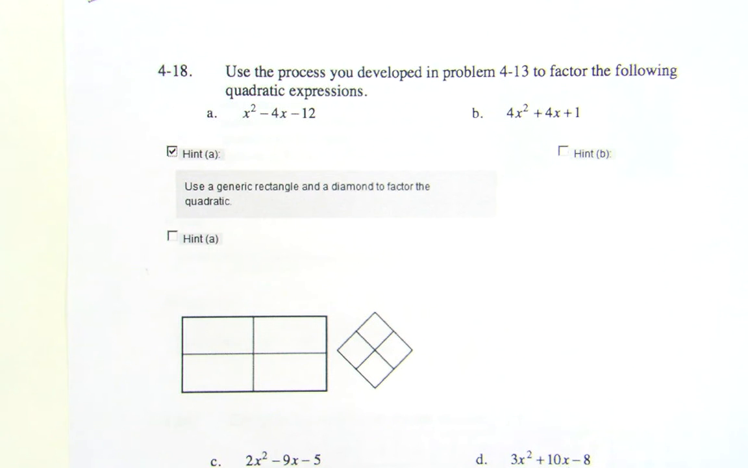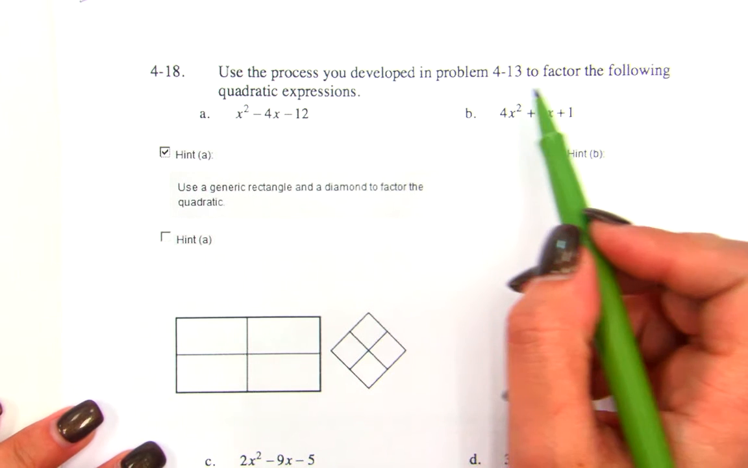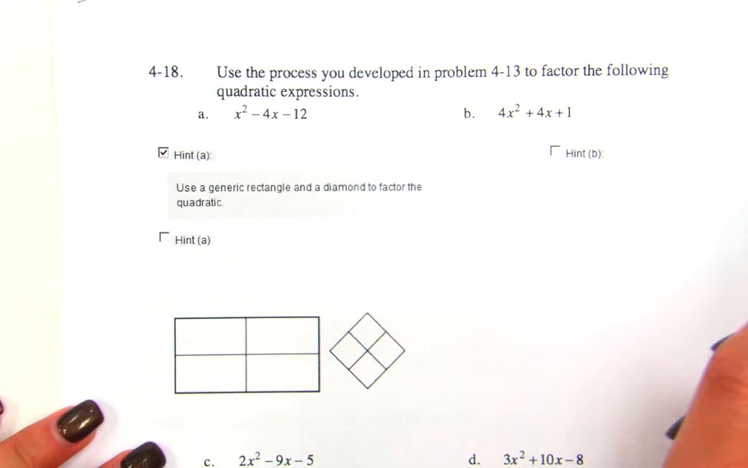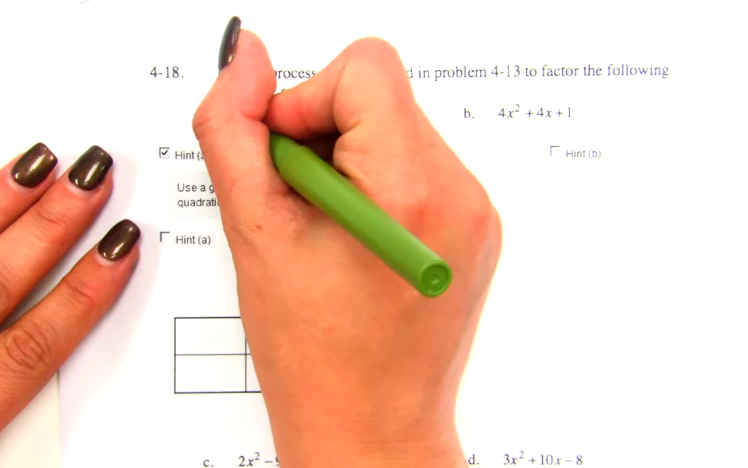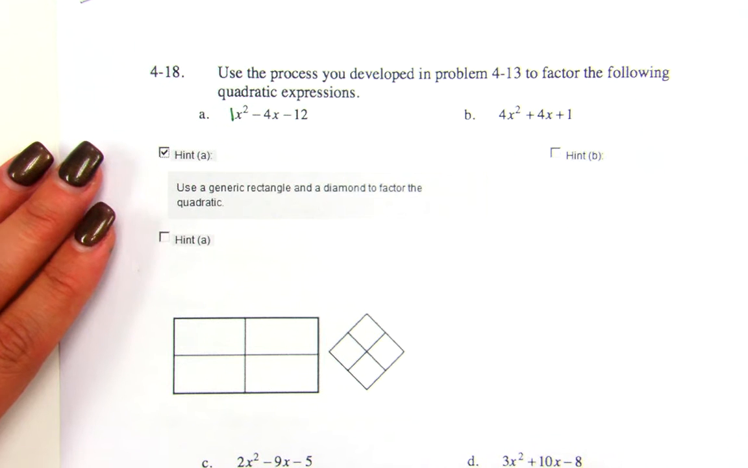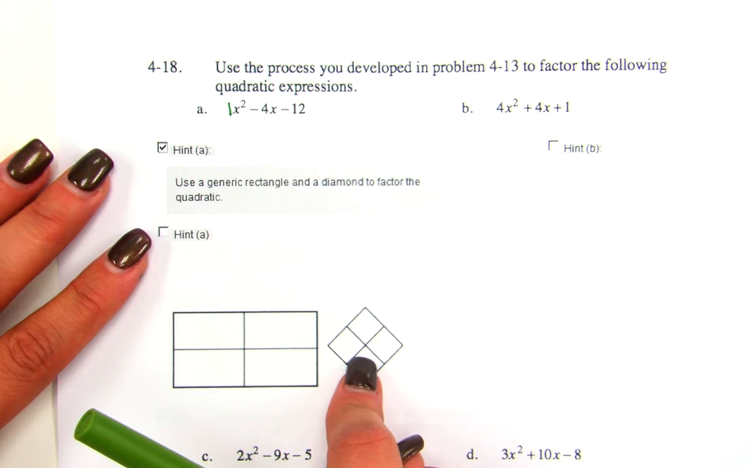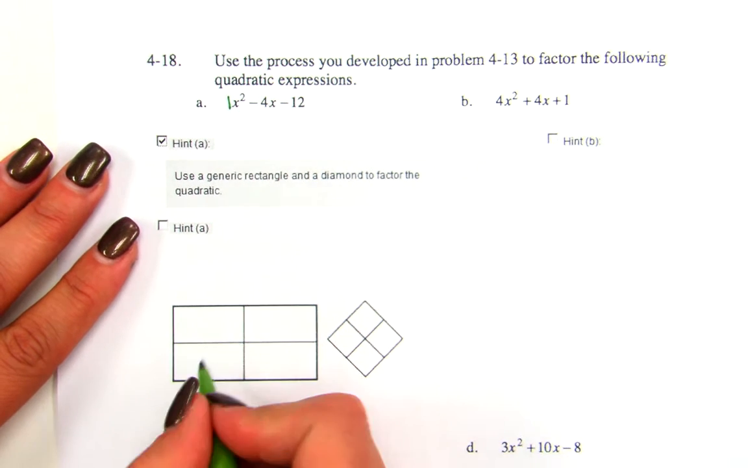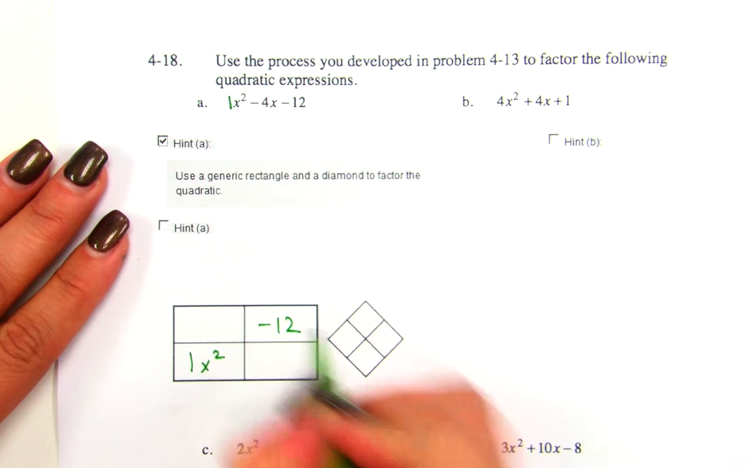On number 18, it says, use a process you developed in 4-13 to factor the following quadratic expressions. So we have just a heads up and an FYI. Please get into the habit of putting a 1 in front of your x squares, because that will come in handy when we have to actually do the diamond setting. So I'm going to fill these in. So we have 1x squared, and we have -12.